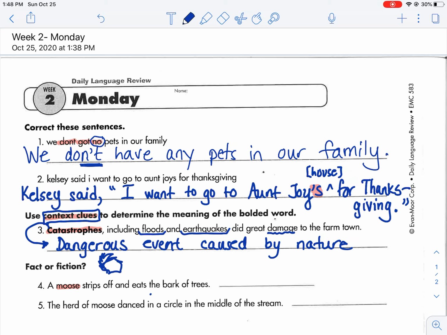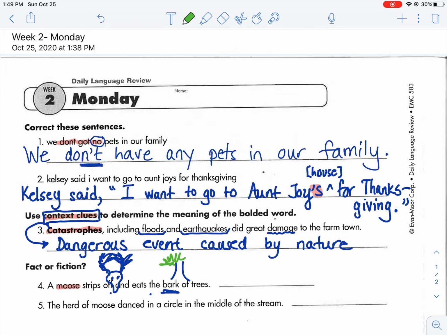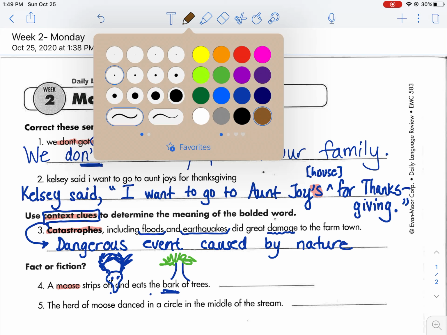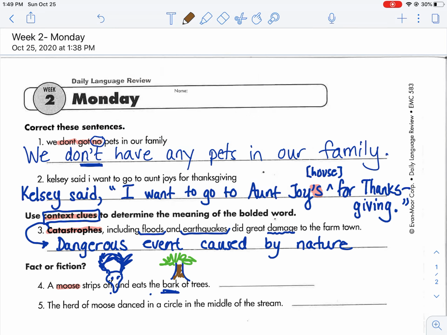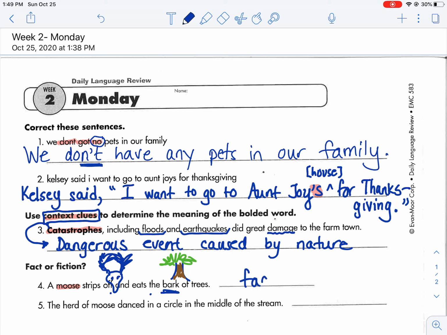Here's my big bull moose. Some horns on its head. Like that. What does it do? It strips off, which means to take off or pull off, and eats the bark of trees. Bark on a tree is, here are the leaves of the tree, and the bark is here. It's usually brown, but it depends on the tree. Bark of trees. Okay, now that we understand the sentence, we can derive that this is a fact. It is a fact that a moose does this to trees.